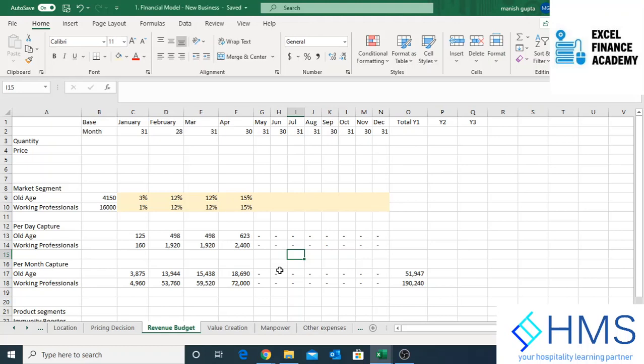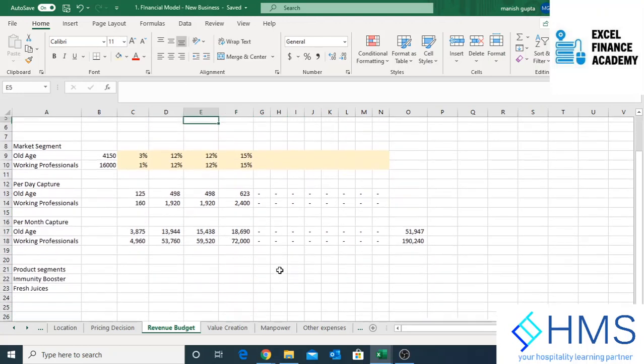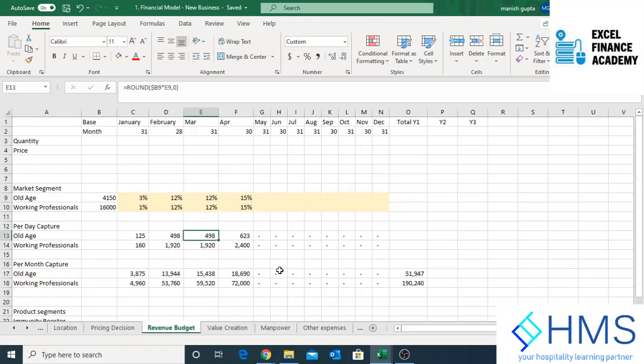Because it would be very difficult for me to visually see how the capture is being calculated, because it would be very difficult to see each and every formula and go and check how things are calculated, right? So that's why it's better to do more details. It may take a longer time, but it's worth doing.